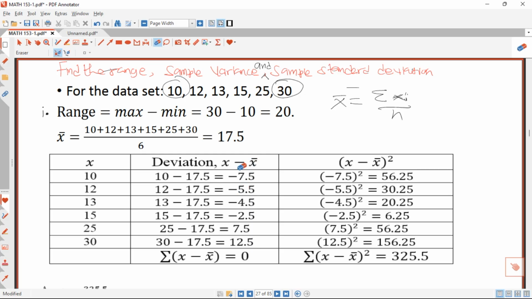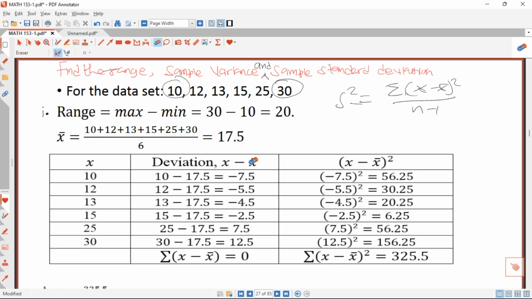But we have to square the mean deviation before we can sum, right? Because the formula for the variance tells us that s squared is equal to sigma of x minus x bar all squared divided by n minus 1. So we cannot use the plain summation to calculate the sample variance. We have to square it, right?